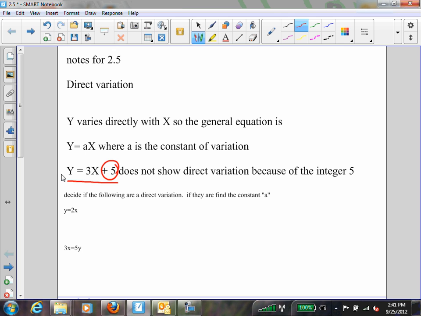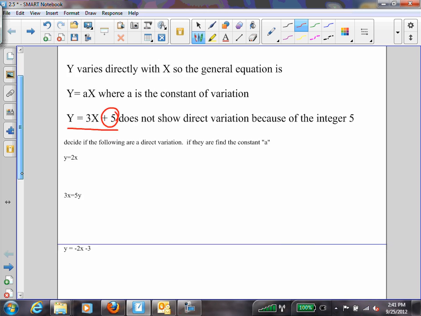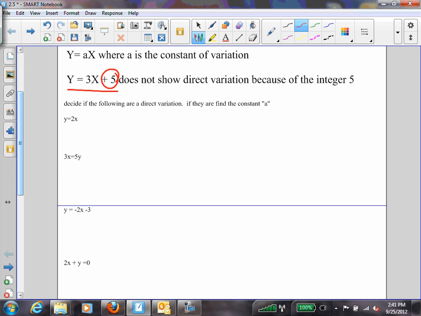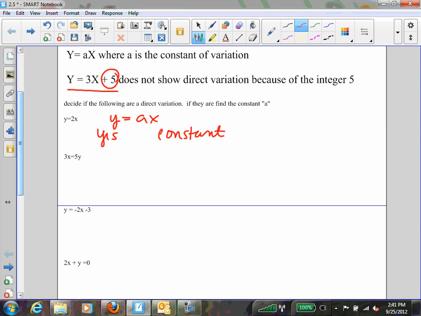Slope. Think about it as your slope. It's what's going to take you from one point to the next. Okay? All right. So is this a direct variation? Y equals 2x. Okay? Is it in the form of y equals ax? Sure is. So we'll say yes. What's your constant in this case? What's your constant? 2. Okay.